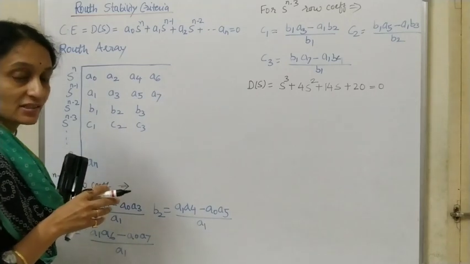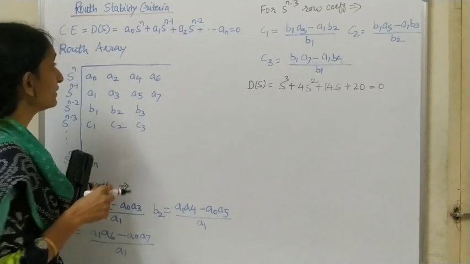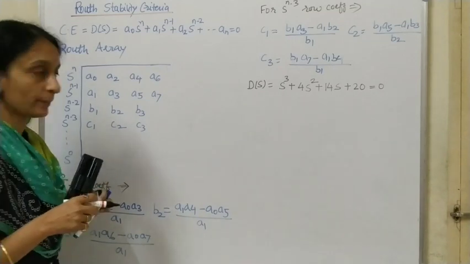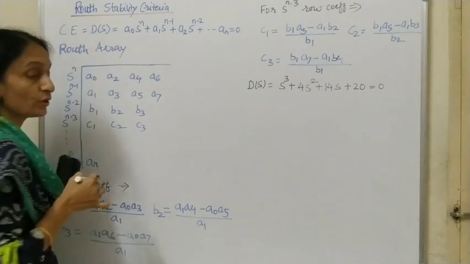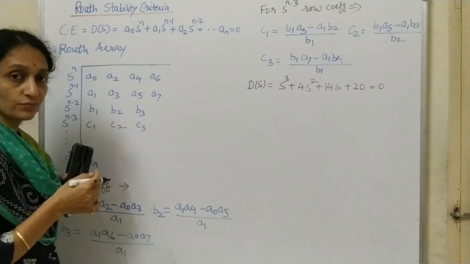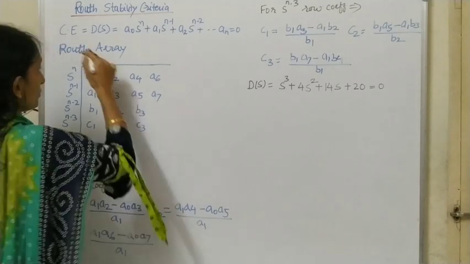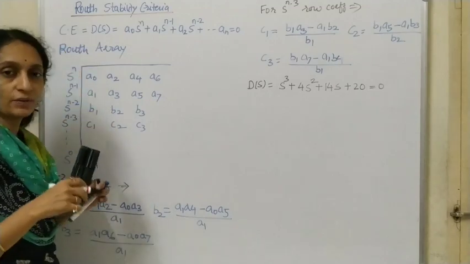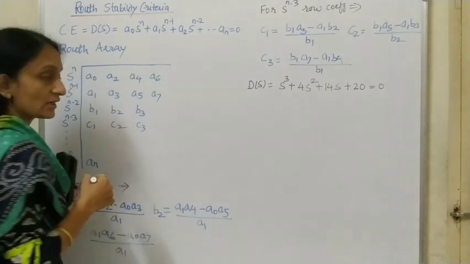Just like the Hurwitz determinant, we have to obtain Routh's array from the characteristic equation. So look at this. Here I have written characteristic equation is equal to d of s, where d of s is nothing but the denominator of the transfer function. So how do you get a characteristic equation? By equating the denominator to 0. So this is nothing but the characteristic equation.